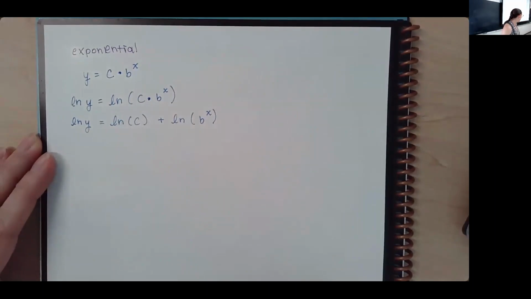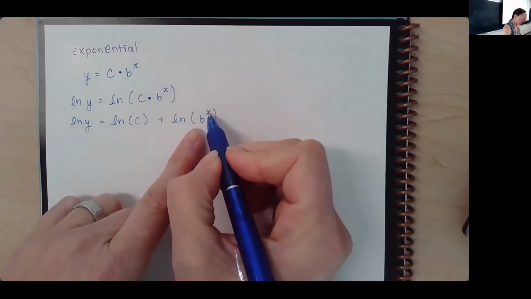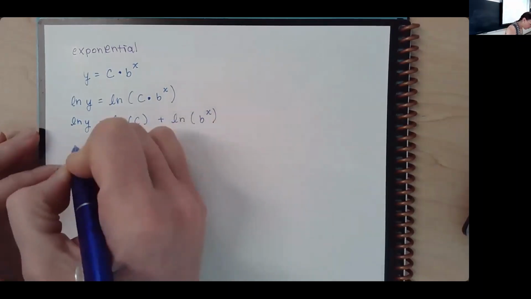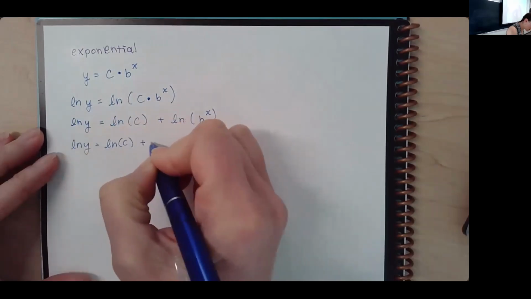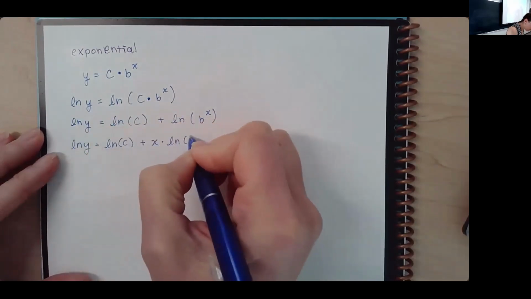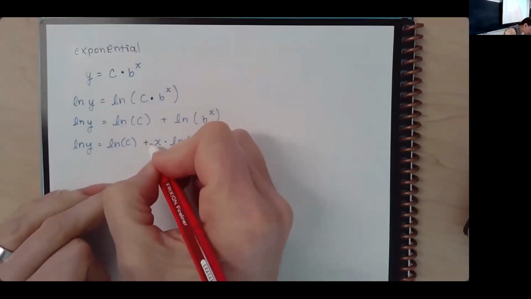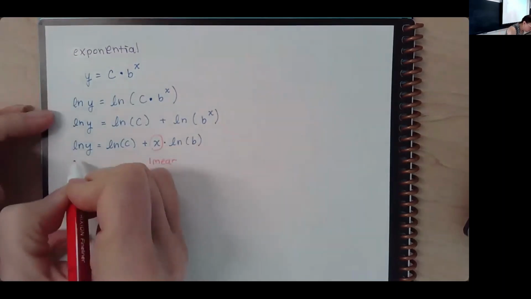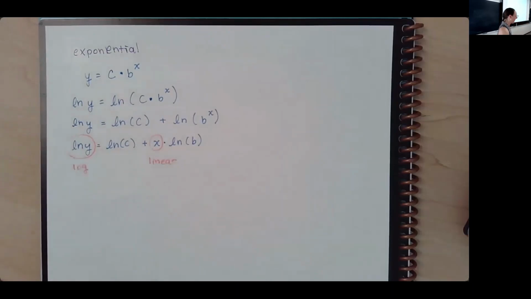And then I can use that rule about exponents inside of logs to bring this x down in front. So that I'm looking at ln of y is equal to ln of some constant plus x times ln of b. So my x has been freed from the log. My x is not inside of a log. That's why it is our linear term. My y is now trapped inside of the log, and that's why it is our logged term.